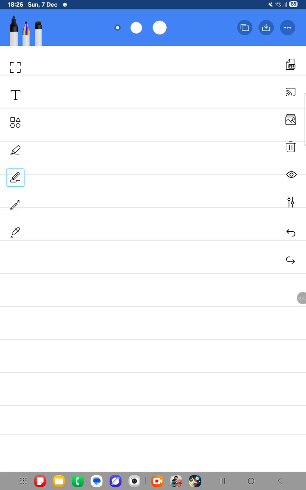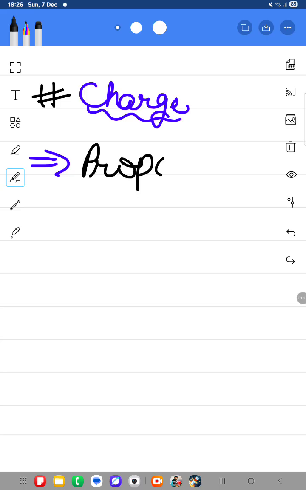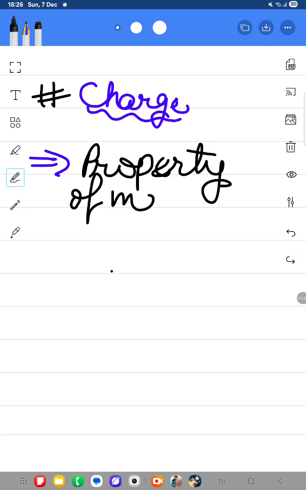So the first topic of our chapter is, it's not in the NCERT, but still I am going to teach you because it's a foundation and it will also help you in ninth class, that is charge. Firstly we are going to understand what is charge. A charge is a property of matter.